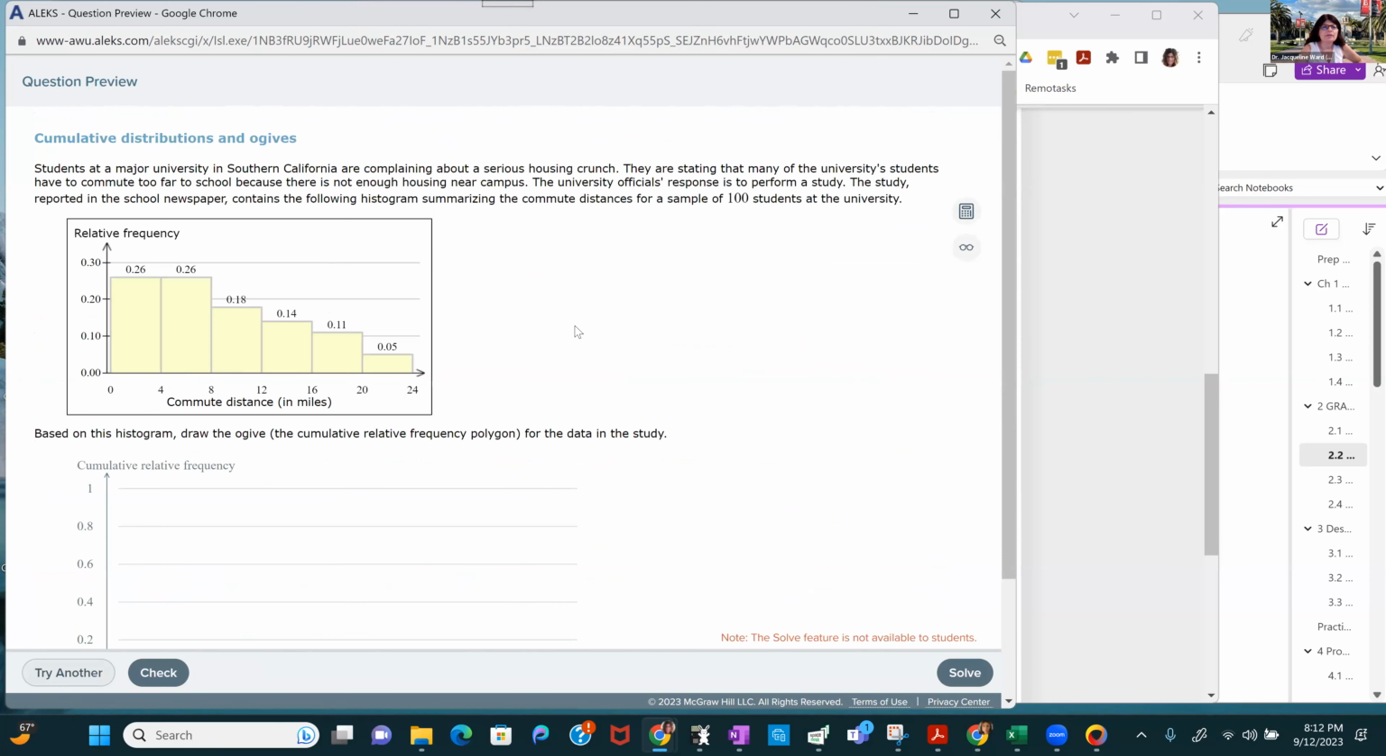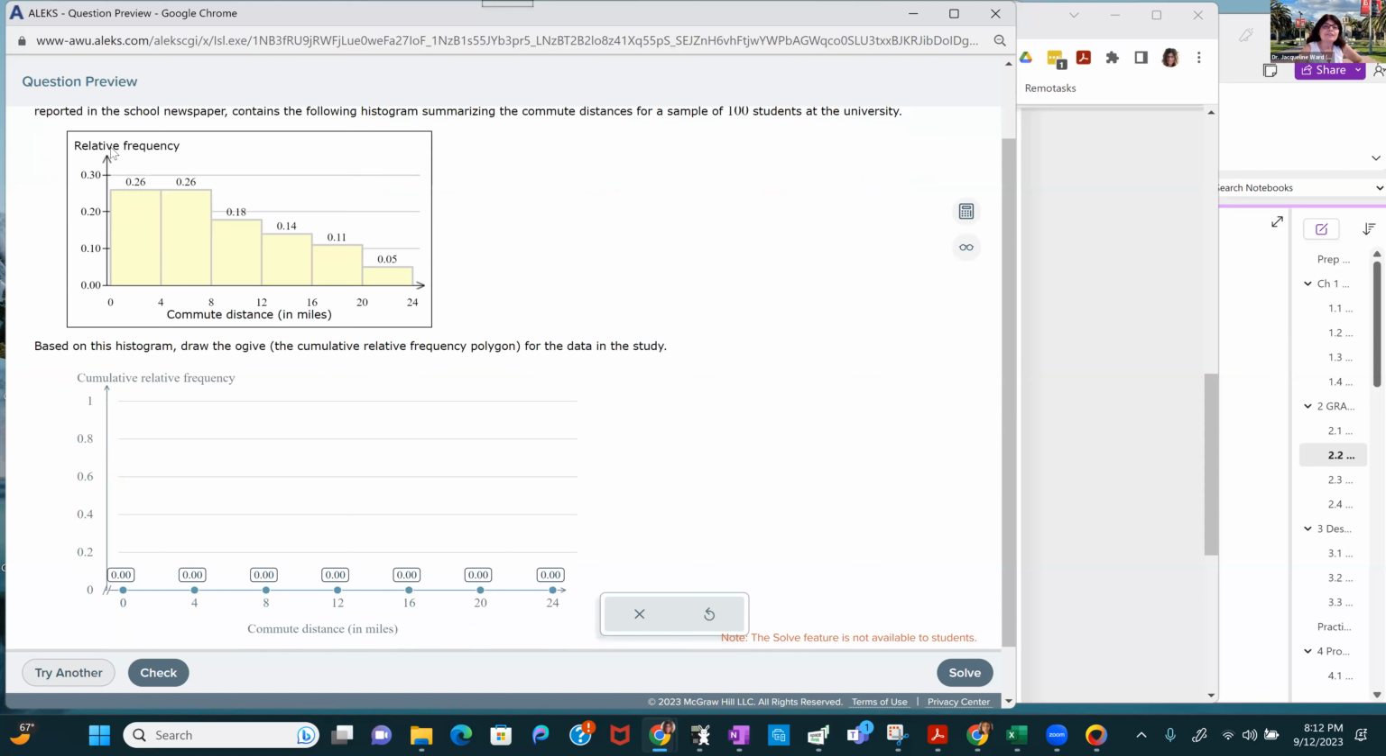Let me try one with cumulative relative frequency. And here they've given you relative frequencies. Sometimes they'll give you just raw frequencies and ask you for cumulative relative frequencies, or even vice versa. So we really do have to read the axes. Okay. Relative, that's always going to give you a decimal or a percentage.